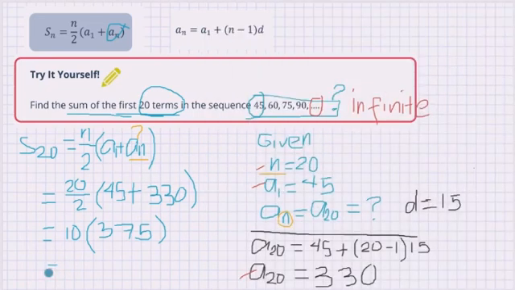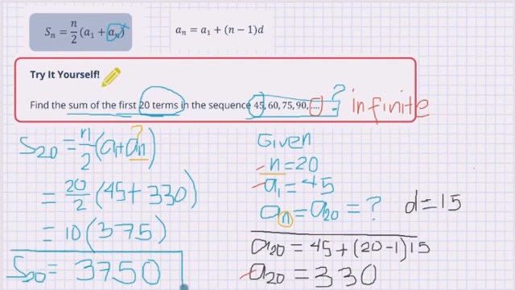So therefore, the sum of the first 20 terms in the given sequence is 3,750. So this is now our answer. And that ends our presentation, our video. Okay, thank you so much.